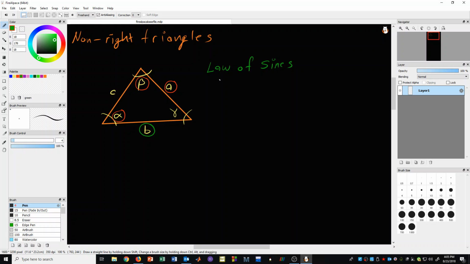We can see this by writing out the law of sines, which says that the sine of alpha over A is equal to the sine of beta over B is equal to the sine of gamma over C. And if we are going to solve for B using these equalities here, we can see that we can use just this part of the law of sines.